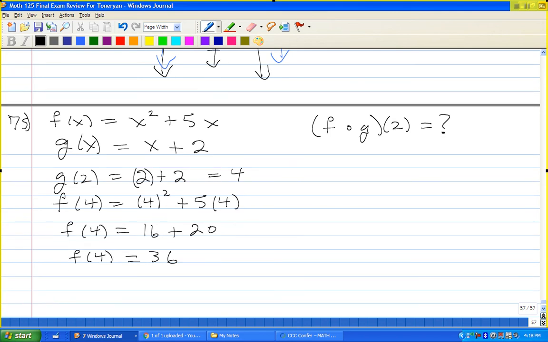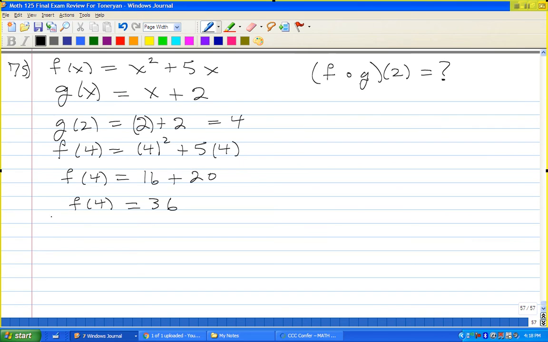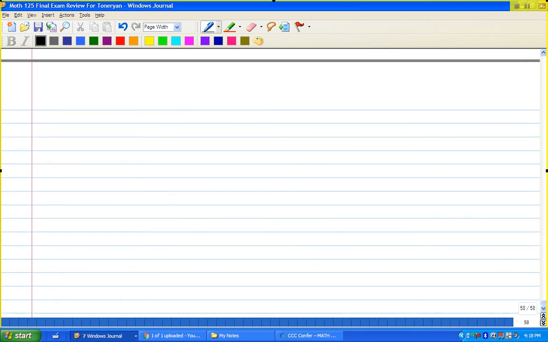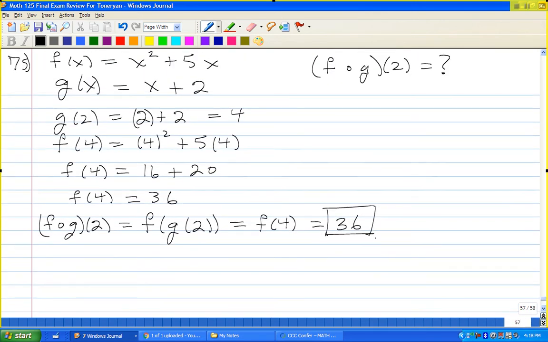Therefore, f composed with g at 2 is the same as f evaluated at g of 2. Well, g of 2 we found was 4. F of 4 we found was 36. So f composed with g at 2 is 36. Let me do problem number 75. No, 76.